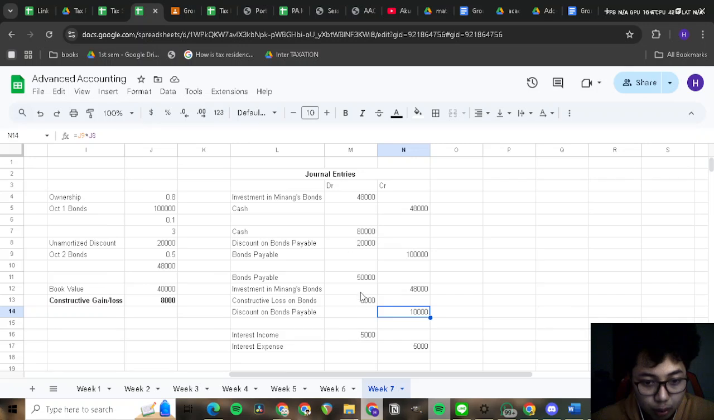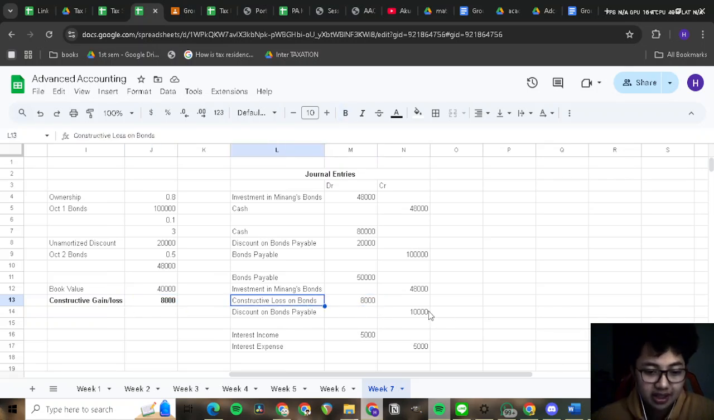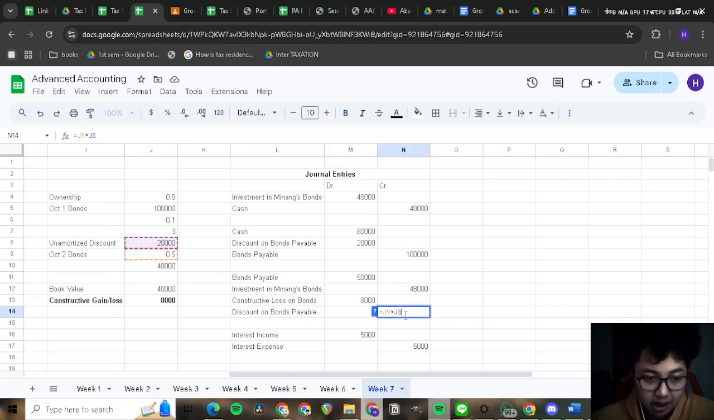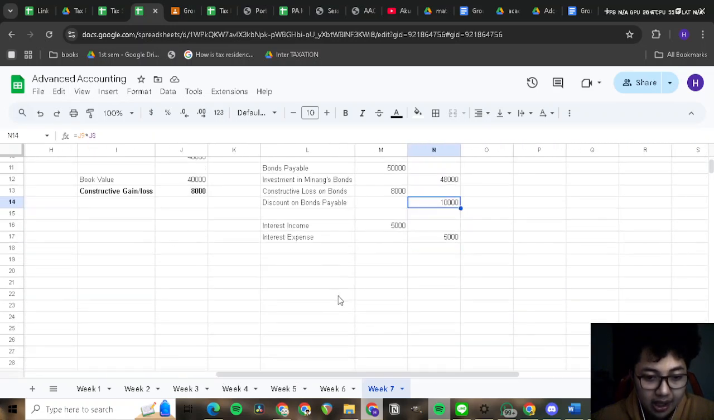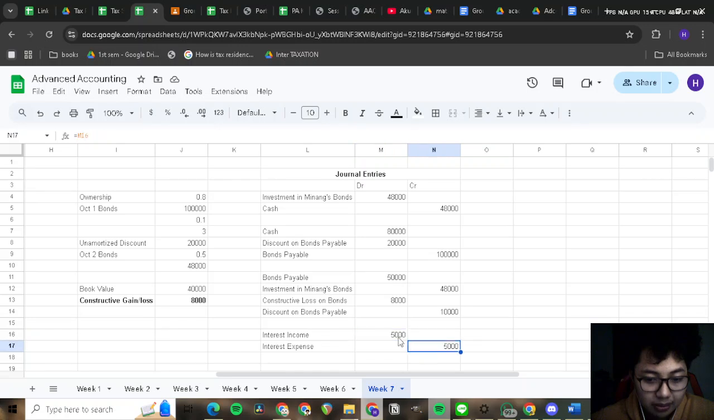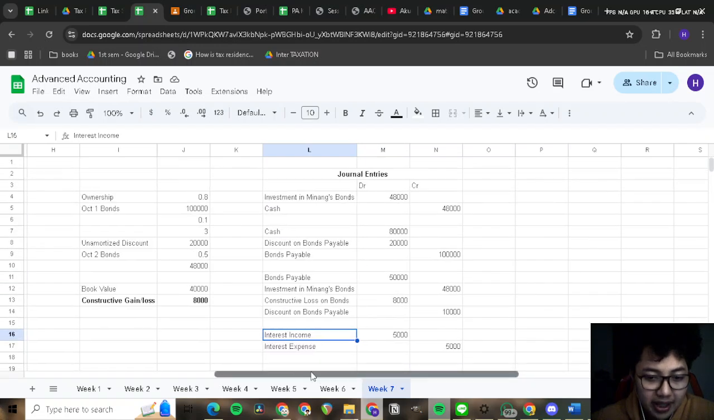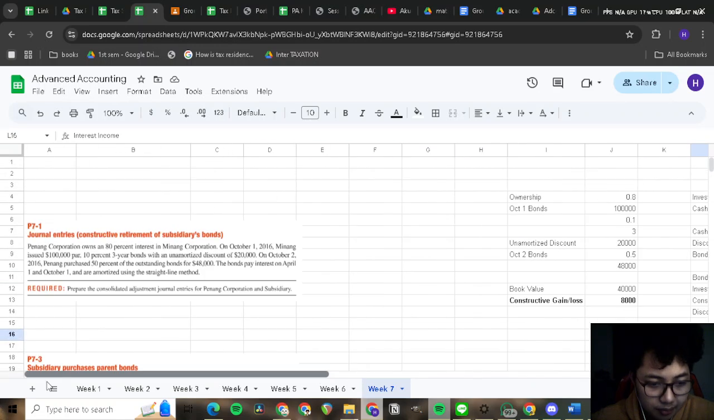And so we first recognize the loss. And we also recognize the discount on the bonds payable. I got it by multiplying the unamortized discount by 0.5, since the bonds that the parent bought are also 50%. And the last thing is the interest income and expense, which came from the bonds, and we should just recognize them like this. Yeah, so that's basically the journal entries for number one.